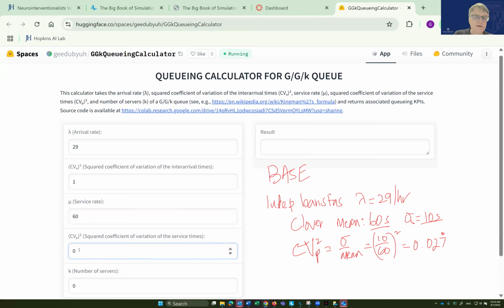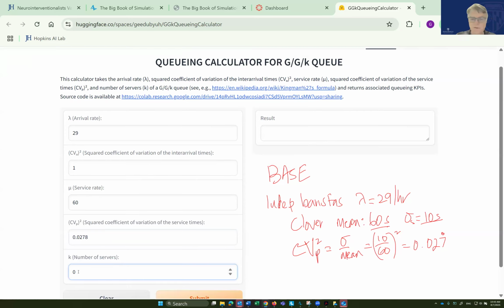The squared coefficient of variation of these service times is unitless. So you can do this either in seconds or minutes or hours, doesn't matter. We've already calculated this number, and it's the standard deviation divided by the mean. So I'm just going to plug it in as 0.0278. You could put this in as 0.028 or put a bunch of sevens in there, up to you.